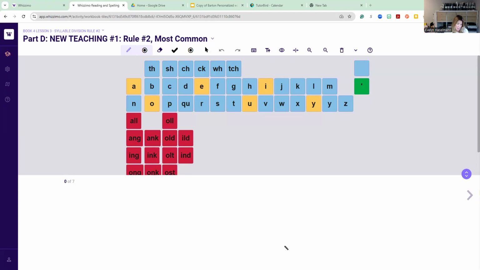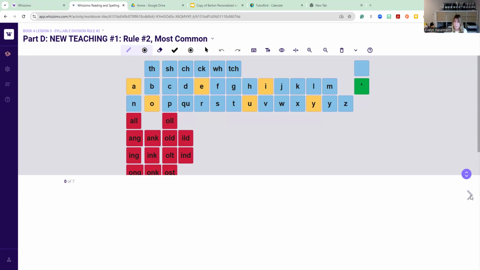Barton, level 4, lesson number 3. Okay, so we're really focusing on how to divide words in the beginning of level 4. And that's what we're going to start with today. So in the first few lessons, the words keep getting longer and longer. And that's kind of what we're focusing on in the beginning.